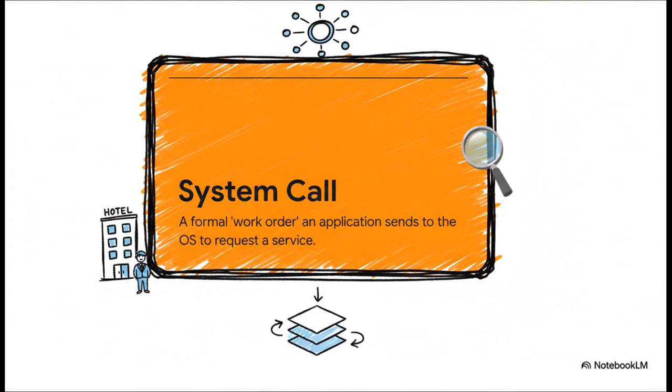Now here is the crucial point. An application, like your file manager, can't just do things on its own. It's not allowed to directly touch the hardware or any of the critical system resources. Instead, it has to submit a formal work order to the OS, and this work order has a name. It's called a system call.